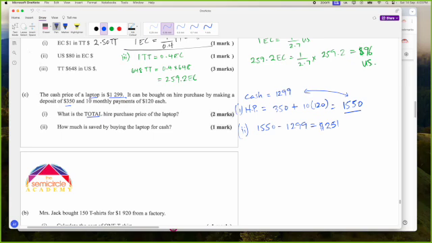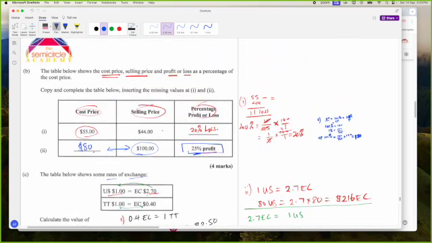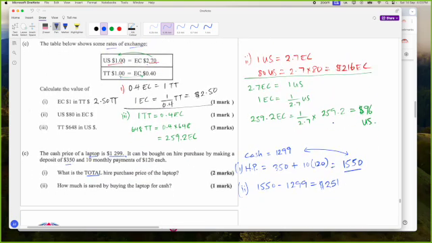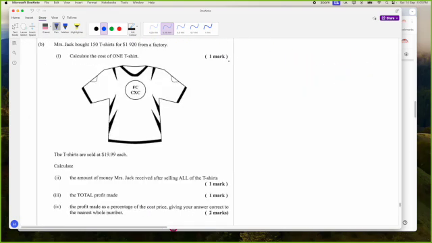I'll just leave it there for anybody. So these are what the past paper questions for consumer arithmetic are like in paper 2. So number 1.